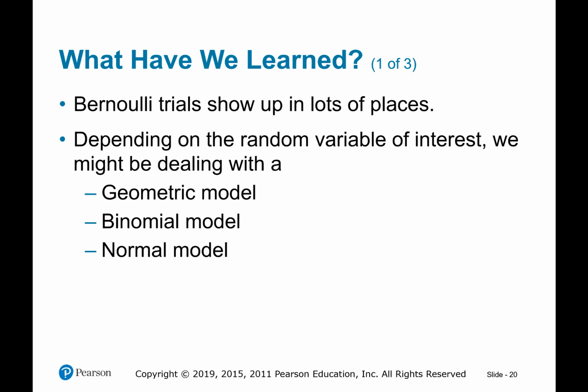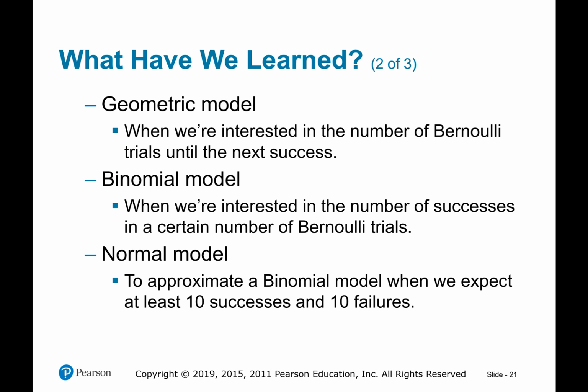So we could be dealing with the geometric model. How many of these Bernoulli trials do we have to run until we get success? The binomial is out of however many trials, how many times are we going to get success? And then the normal model is basically if we can convert that binomial model into an easier way of calculating things.